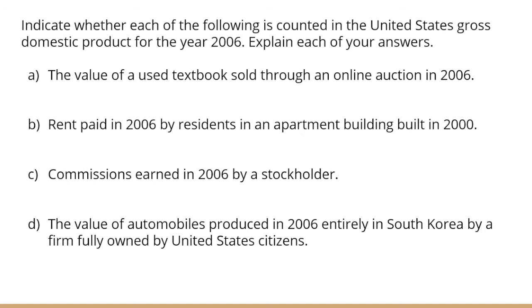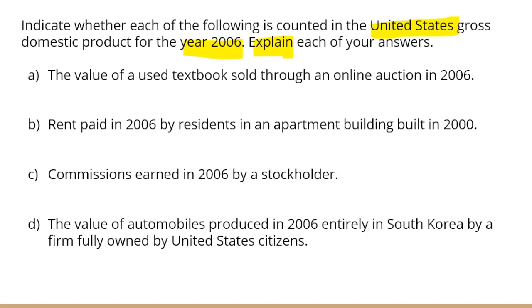So let's go over it now. If we're looking at this FRQ, it's saying indicate whether each of the following is counted in the United States gross domestic product for the year of 2006. Explain each of your answers. Remember, when you're looking at an FRQ and it asks you to explain, you need to include a 1 to 2 sentence explanation as to why your answer is correct. So it's not just enough to say yes or no. You have to say yes or no because. So whenever you see the word explain, you should include that connecting word because there.